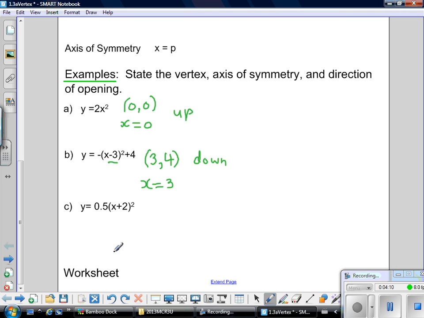And our last example. My vertex this time, I see I have something with the x, so it's the opposite value, so it's going to be negative 2. Nothing's being added or subtracted here, so the y value is 0. My axis of symmetry is going to be the x value, so x equals negative 2. Does it open up or down? My a value is positive 1/2, so it's going to open up.